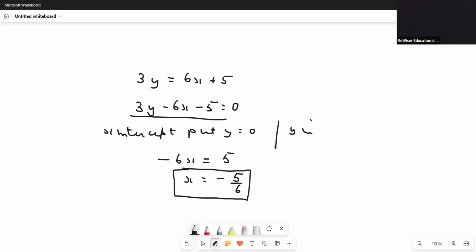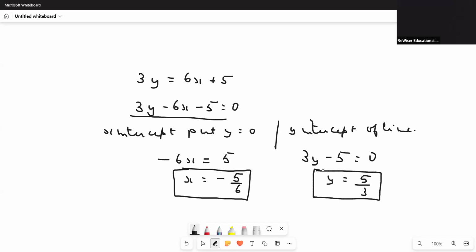Similarly, if I have to get the y-intercept of any line, that means I have to put the x-coordinate equal to 0. So that means we got 3y minus 5 equals 0. So y equals 5 by 3. That's the y-intercept of the line. So that's how we get the x-intercept and the y-intercept of any line that we need to find out.